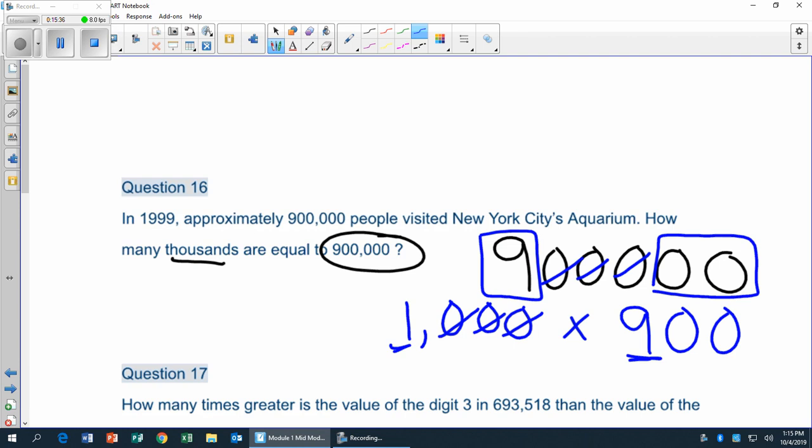So how many thousands? It looks like 1,000 times 900. Does that give me how many thousands there are? Yes, because if I multiply 900 by 1,000, that's how I would get to 900 thousands. So my answer is 900. There are 900 thousands.